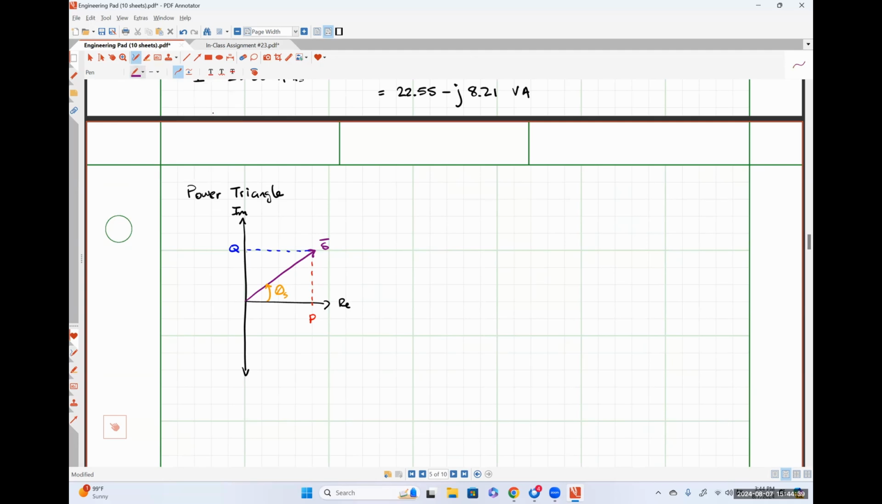And lastly, the length of this vector is our apparent power. So this is just graphically representing the fact that S, which is equal to the RMS phasor voltage times the complex conjugate of the RMS phasor current, can be expressed as P plus jQ in rectangular form, or the magnitude of S at the power factor angle in polar form.